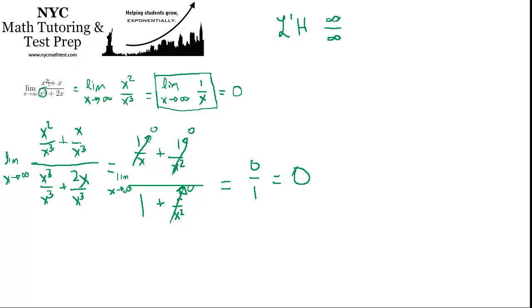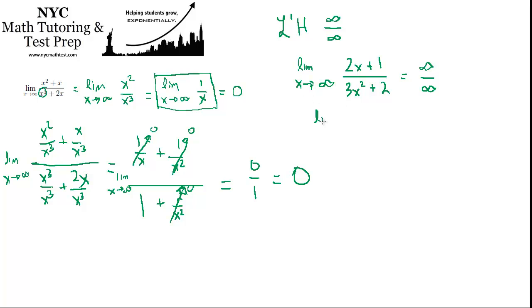So let's take the derivative of the numerator and the denominator. Well, that would just become limit as x goes to infinity of 2x plus 1 in the numerator over 3x squared plus 2. And now if we let x go to infinity, unfortunately we still get infinity in the numerator and infinity in the denominator. So this didn't really seem to help. But with L'Hopital's rule, if we get the indeterminate form again, infinity over infinity again, we can repeat the process. We can differentiate this once more.